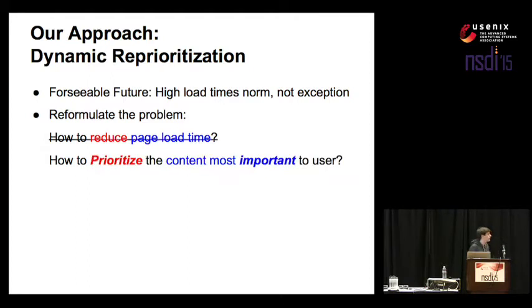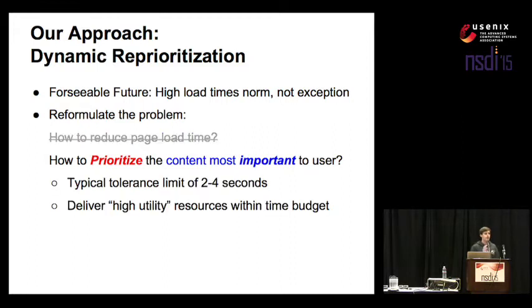Now, the reason why this solution works so well is because we already know that users have this brief tolerance window at the beginning of a web page load, this 2 to 4 seconds where they want to start using the website. So what we can do is use that brief period of time as a time budget for our optimization and try to push as many high priority resources down to the client within that time budget.